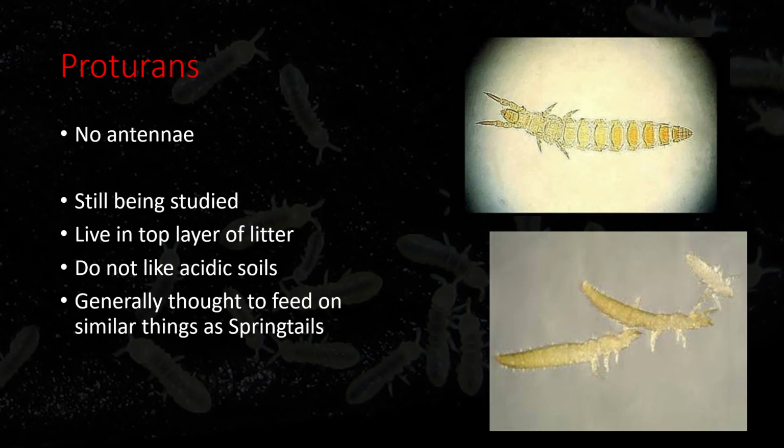They don't like acidic soils, which is why we don't usually see them in our soil samples on campus. But if some of you are in southern Ontario where you have a limestone soil, maybe you will. I don't know. I'll be interested to see. But because they're so similar to springtails in a lot of ways, generally we're assuming they have a similar niche. But you could become the next proturan scientist and teach us all about these guys.